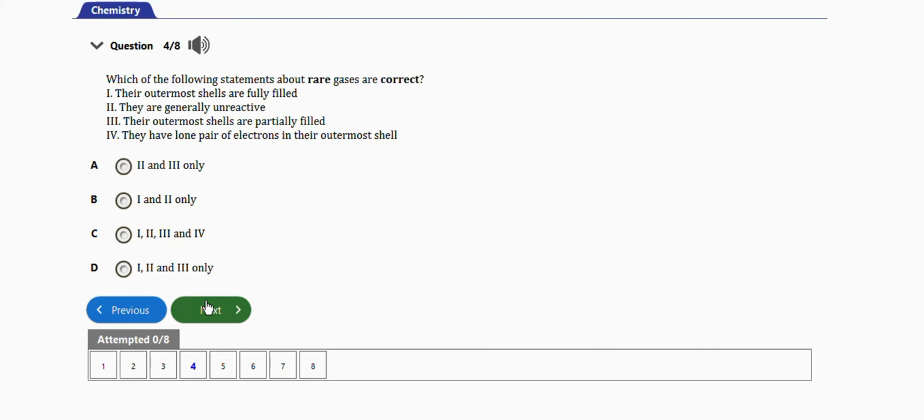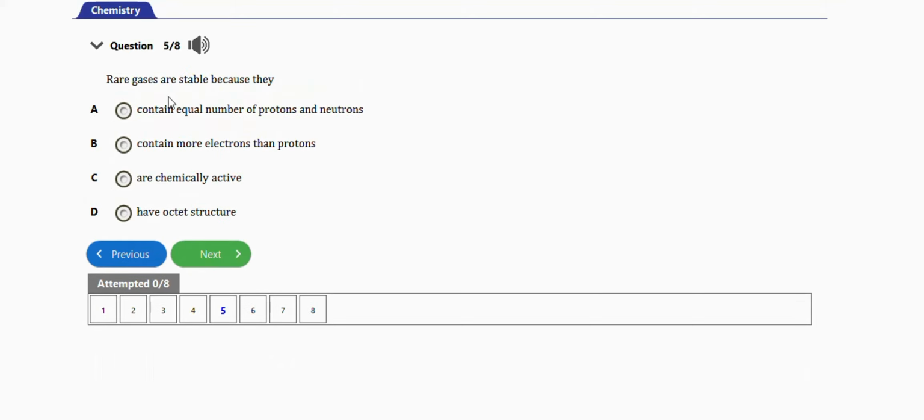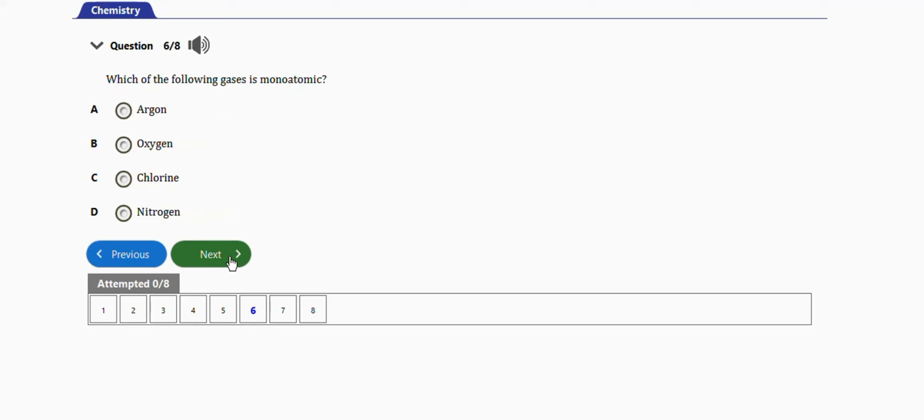The next question will be this one. It says rare gases are stable because they have octet structure. Option D. Next question will be this one. It says which of the following gases is monatomic? We have argon, oxygen, chlorine, nitrogen. So the answer is option A, argon.